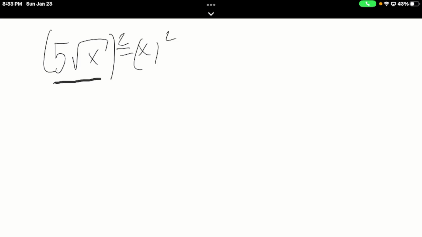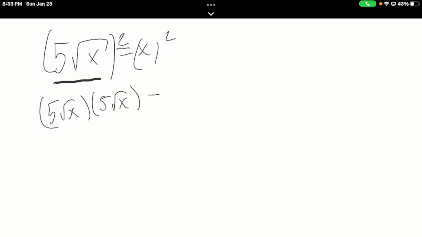Second one, this was a very, very commonly missed one. 5 root x equals x. Whenever you have a number times the radical, there's two ways you can do this. Since I don't have a plus or minus on the left-hand side, the radical is technically isolated already. So the first way is you can square it first. That's acceptable. So what do you get?